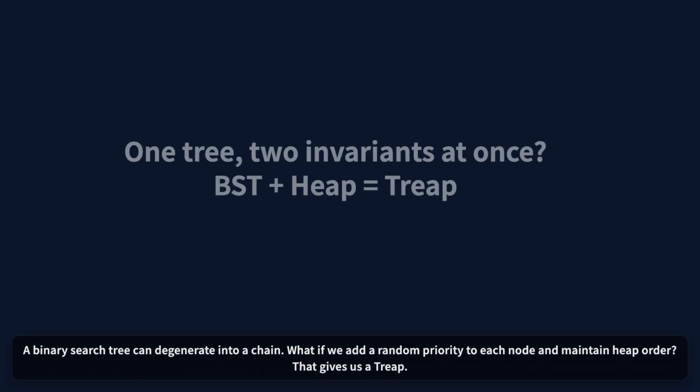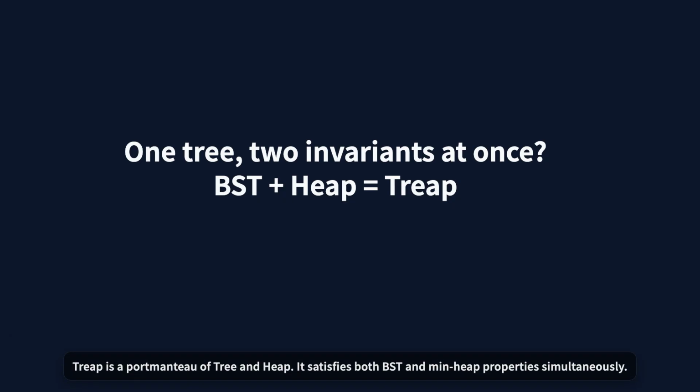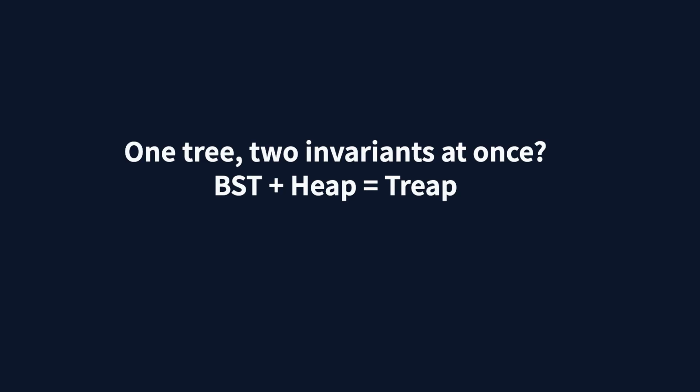A binary search tree can degenerate into a chain. What if we add a random priority to each node and maintain heap order? That gives us a treap. Treap is a portmanteau of tree and heap. It satisfies both BST and min-heap properties simultaneously.